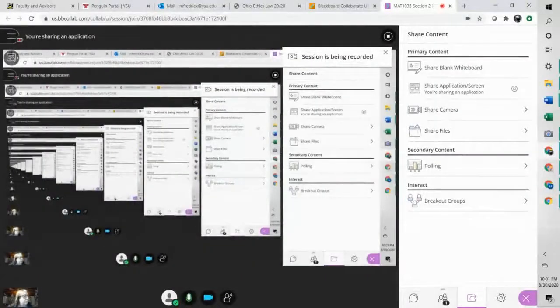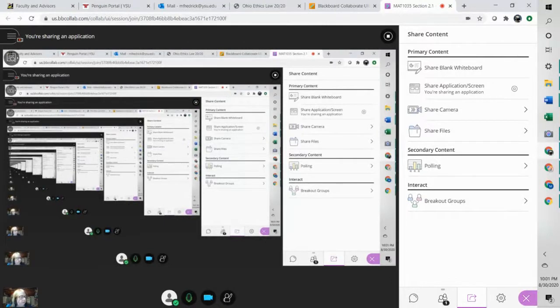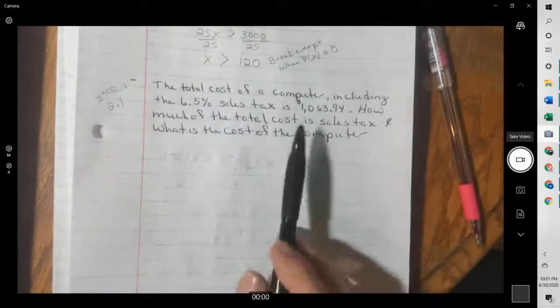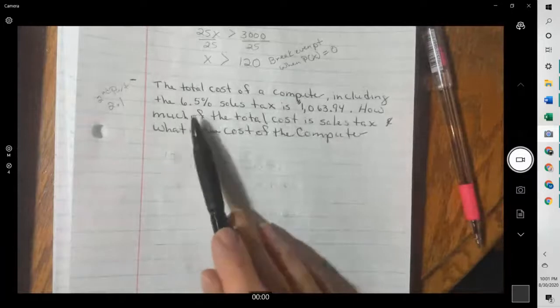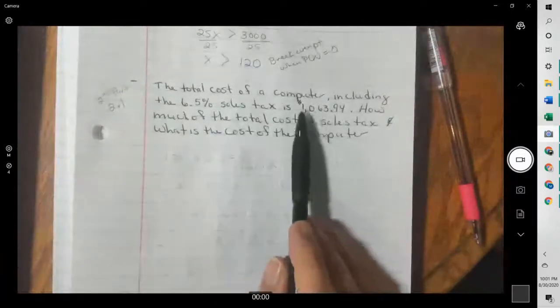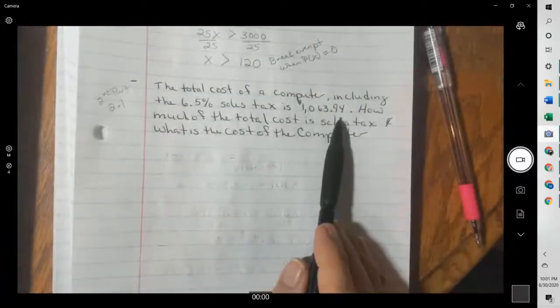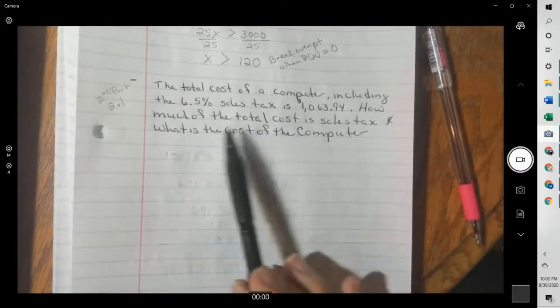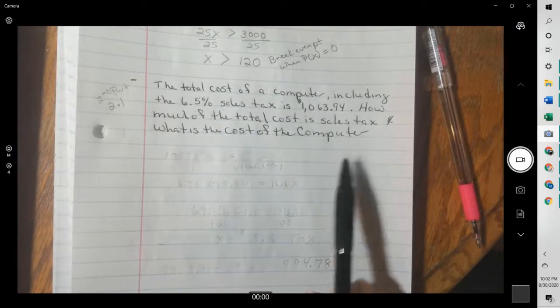Hello. So for the second part of 2.1, the total cost of a computer, including the 6.5% sales tax, is $1,063.94. How much of the total cost is sales tax, and what is the cost of the computer?